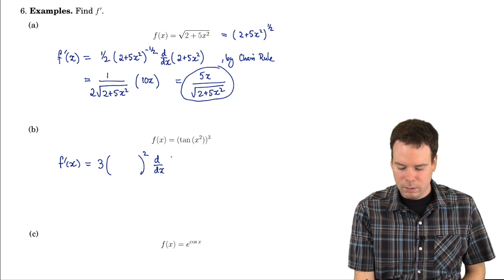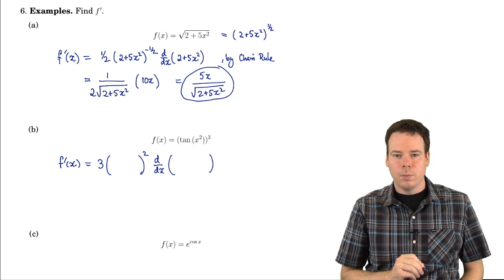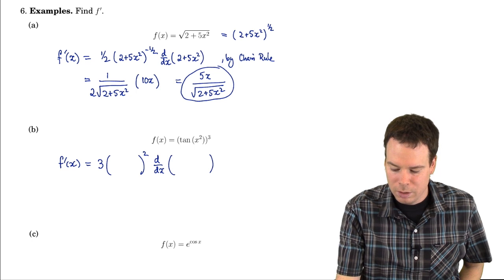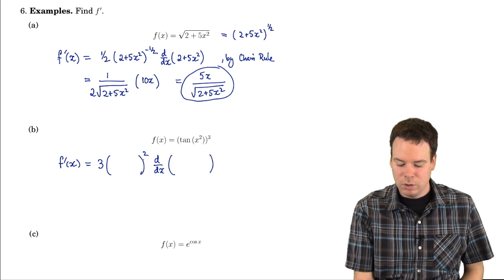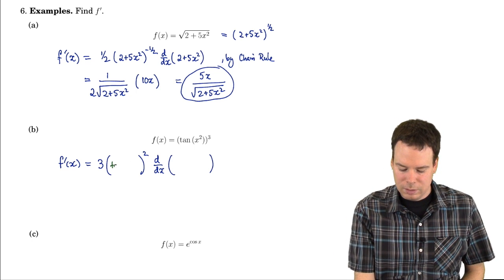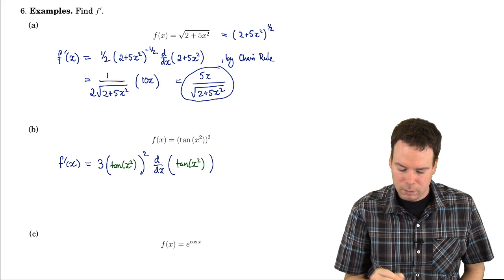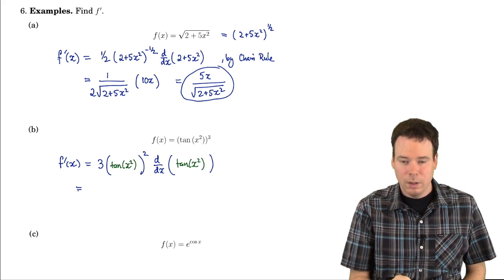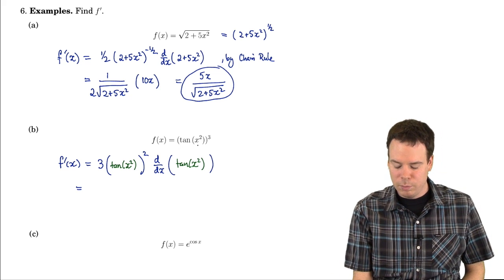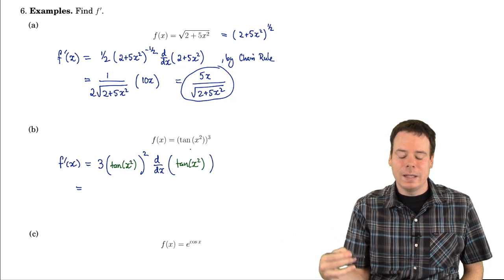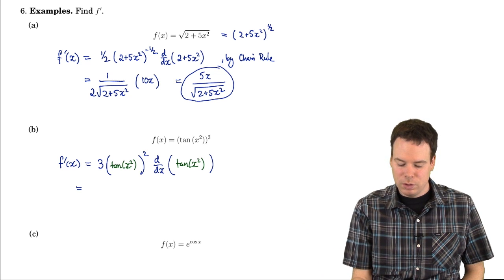And whatever the inside function is, no matter how complicated, I'm just going to fill in these two blanks with it. So it's the tangent of x squared. Okay, so now we've reduced our computation of the derivative in some sense by one level. We've stripped off the outside function and dealt with it.